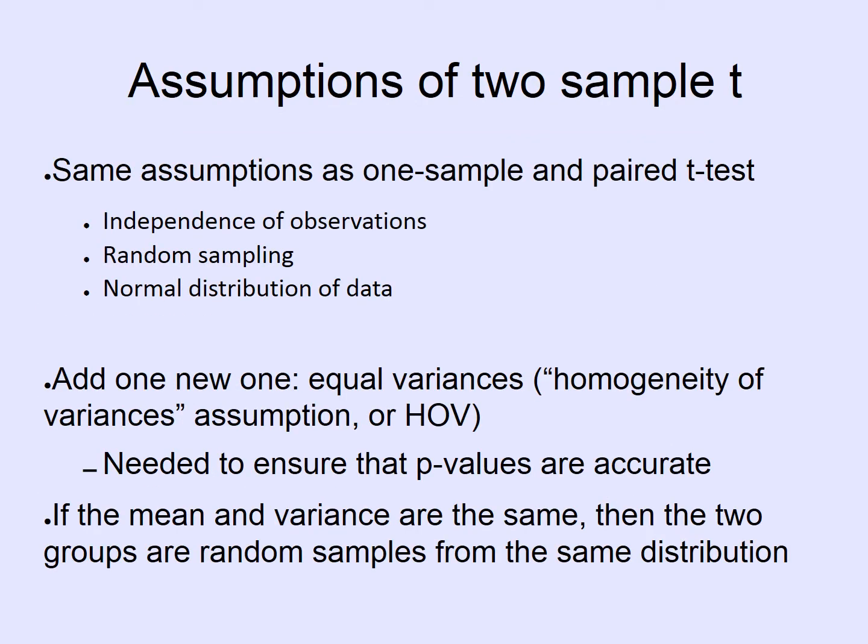There are assumptions, just like we saw in the one sample and the paired: independence of observations, random sampling, normal distribution of the data. We do need to add something though. In the case of two samples, because they're two independent samples, we would like to have equal variances here. It helps us know that the probability value that we get with our test statistic is accurate.